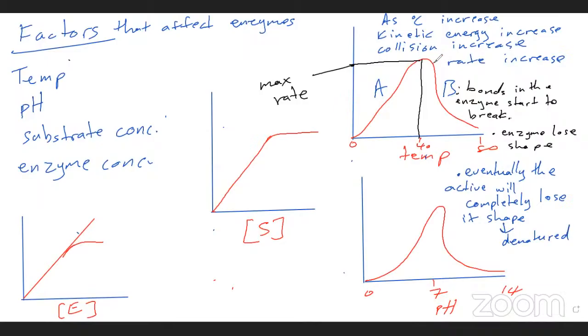That's because the enzyme starts to lose its shape. Eventually, it is completely out of shape. The substrate cannot bind at all. It is completely denatured.